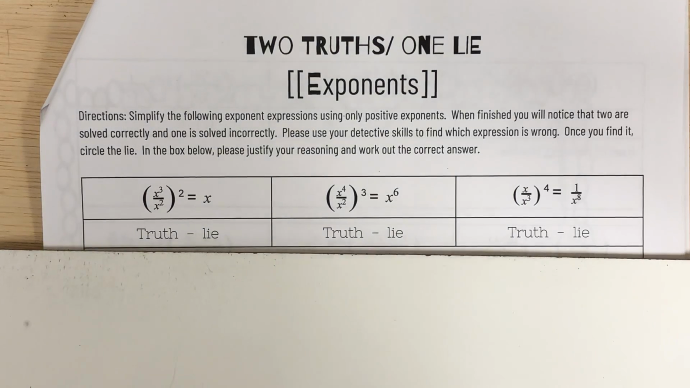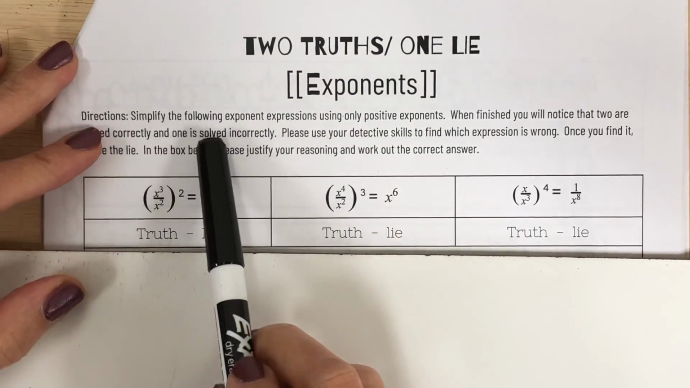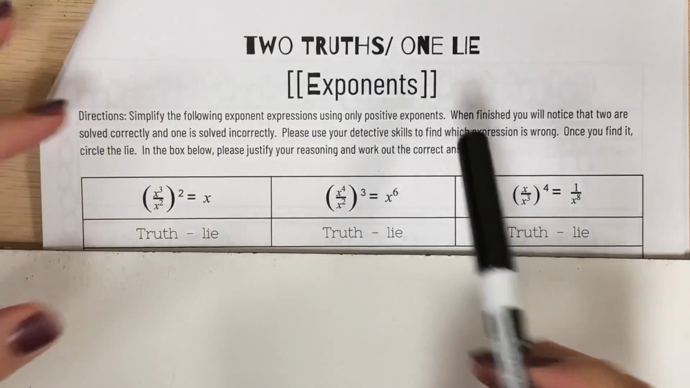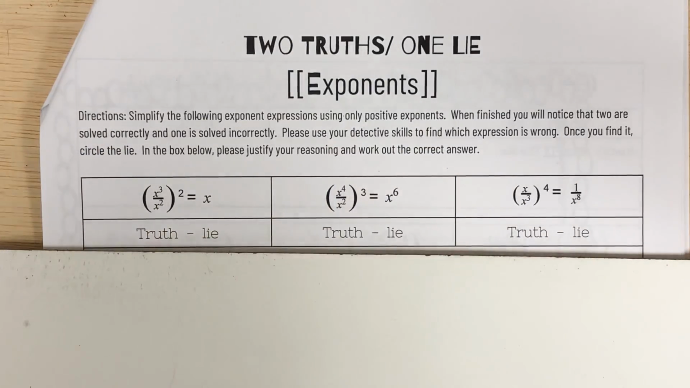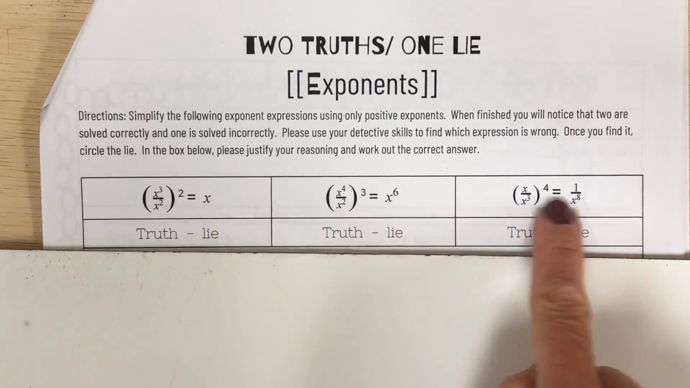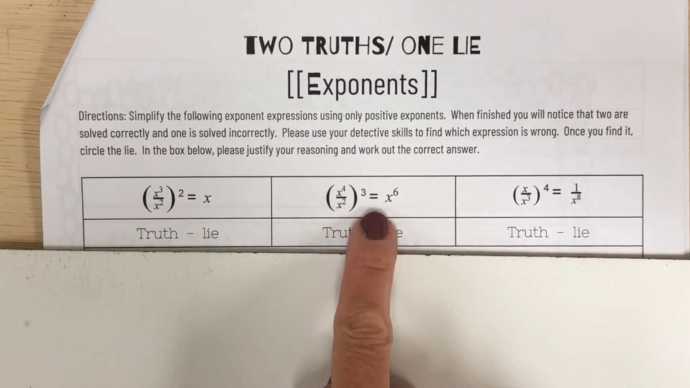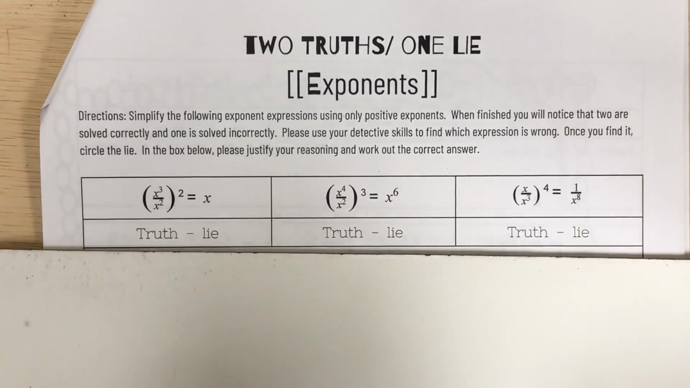All right, here we're going to have two truths and one lie. Our goal here is just to get more practice at working with our exponents. We want to simplify using only positive exponents. So our final answer should only have a positive exponent in there, no negative exponents. In each row, there's going to be two that are solved correctly and one is going to be incorrectly. It's going to be the lie.